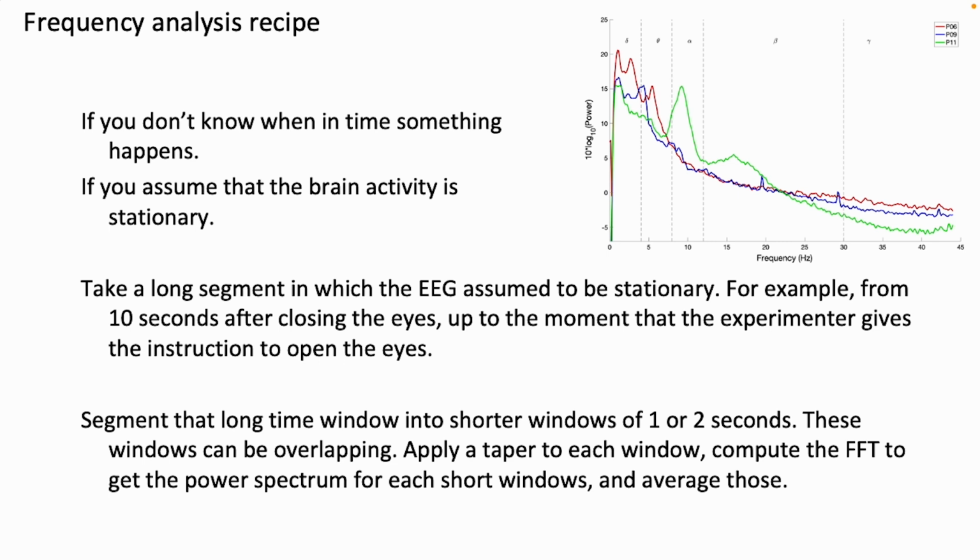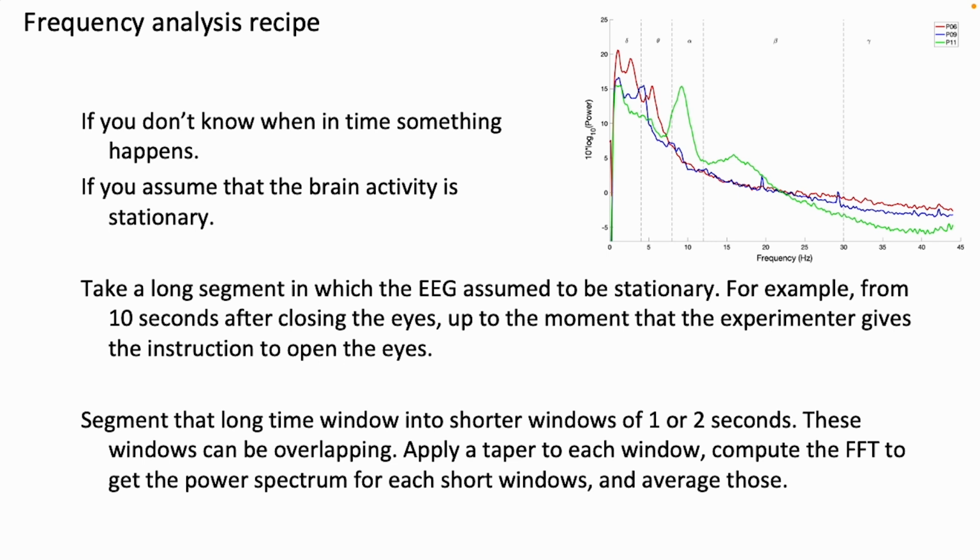So the general recipe for frequency analysis is that we use it if you don't know when in time something is happening, and if you assume that the brain activity is stationary over a longer time window. So what we do is we take a long segment in which the EEG is assumed to be stationary, so we read the data into memory, and then we make one long segment, for example 10 seconds after closing the eyes, so that the participant's brain activity has settled into the eyes closed situation, up to the moment that the experimenter gives the instruction to open the eyes again.